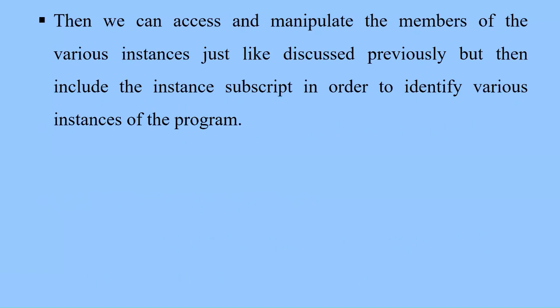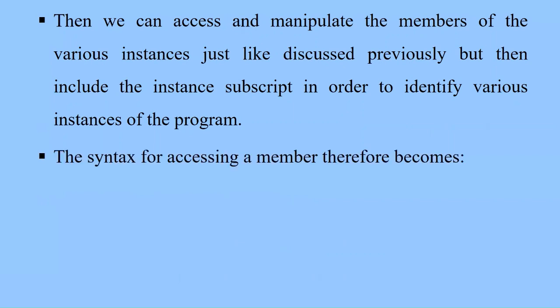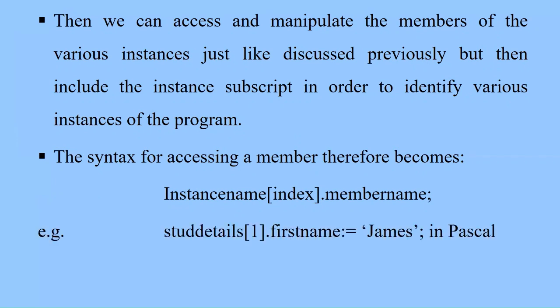Then we can access and manipulate the members of the various instances, just like discussed previously, but then we include the instance subscript in order to identify various instances of the program. The syntax for accessing a member therefore becomes instance name, then index or subscript, dot member name. For example, student details 1 dot first name.